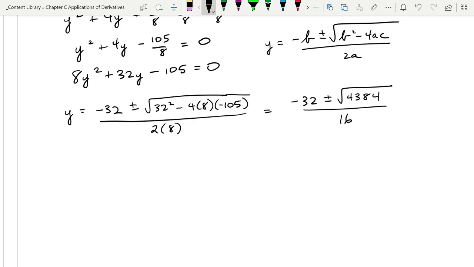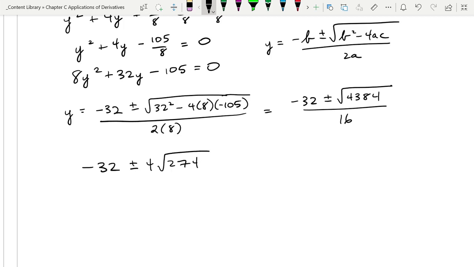I might just cheat here and grab my calculator. Does 4384 divide by 16? Yes, it does. So this is negative 32 plus or minus the square root of 16 times 274. Remember how to simplify a radical? The 16 comes out of the radical and becomes a 4. And then that leaves me with the square root of 274.